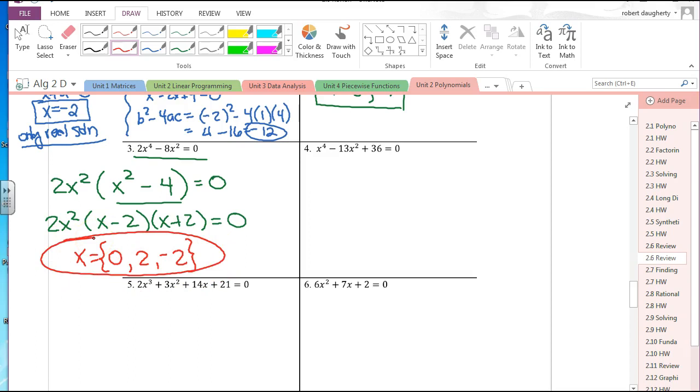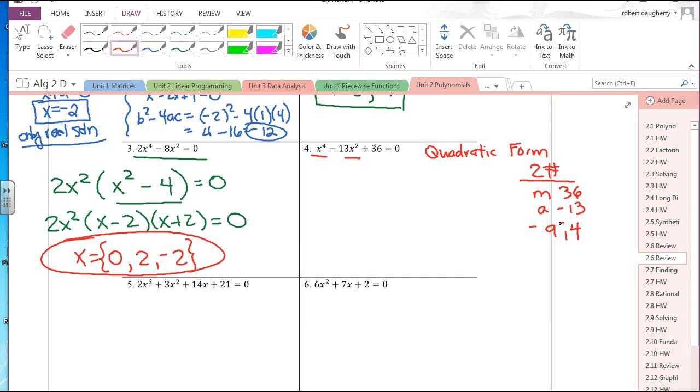If I look at number 4, the immediate thing when I recognize this is not a quadratic, but it is in quadratic form, because I see an x to the 4th and an x squared here. So I factor it just like I would a quadratic, which means I need to look for 2 numbers that multiply to 36 and add to negative 13. That's going to be a 9 and a 4. If both those numbers are negative, you get multiplication to 36 and addition to negative 13.